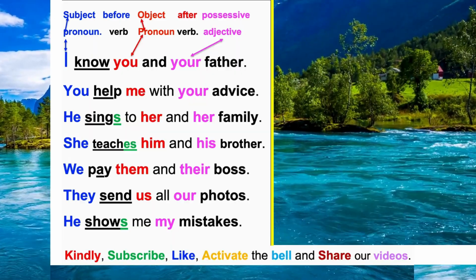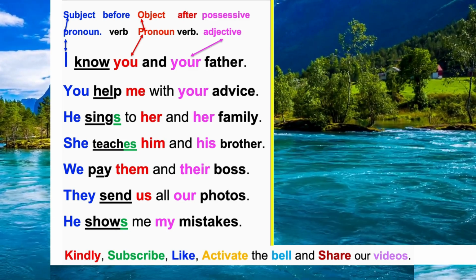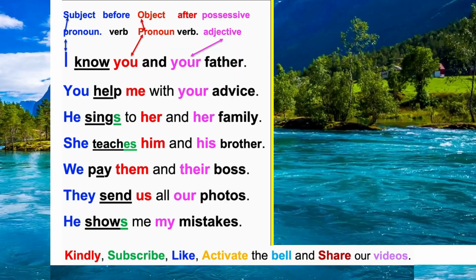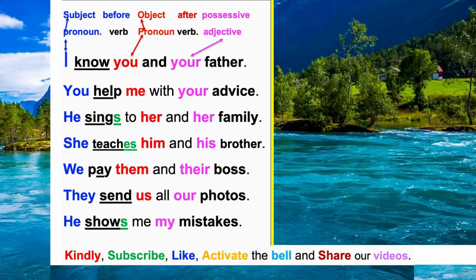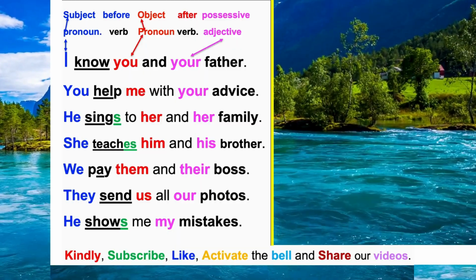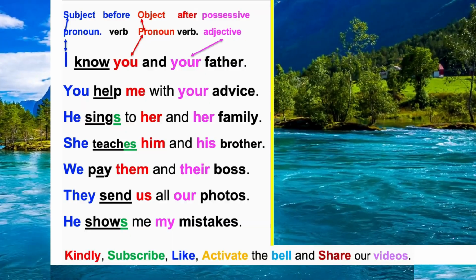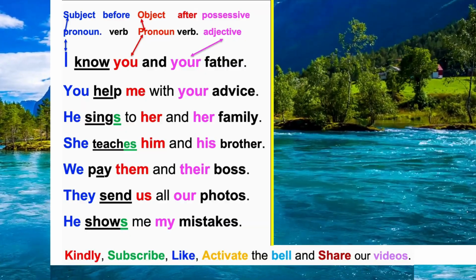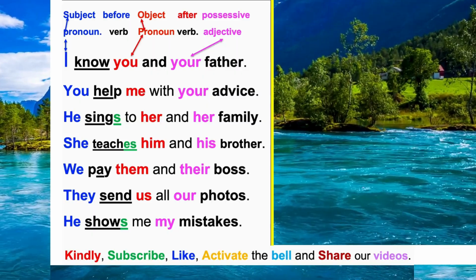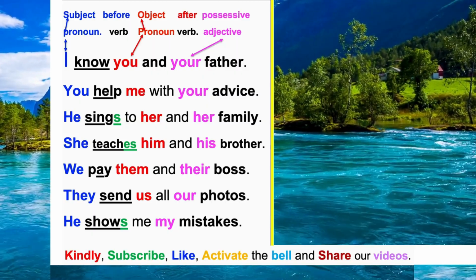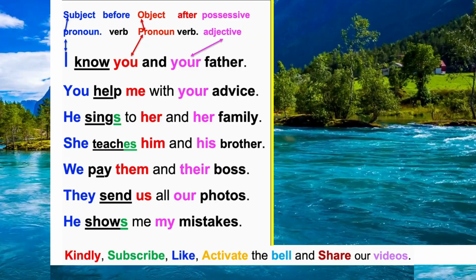He shows me my mistakes. Let's repeat after me all these examples. I know you and your father. You help me with your advice. He sings to her and her family. She teaches him and his brother. We pay them and their boss. They send us all our photos. He shows me my mistakes.